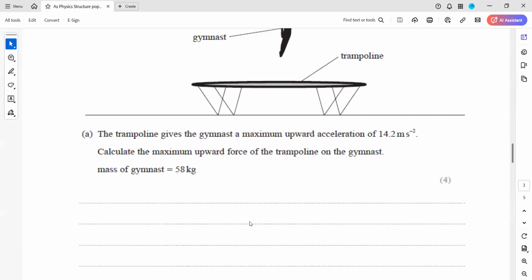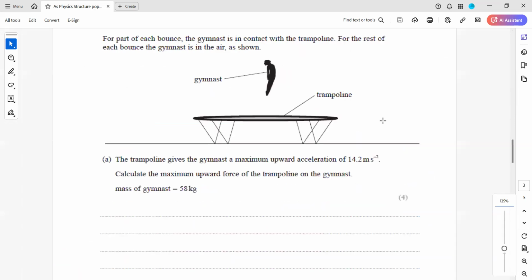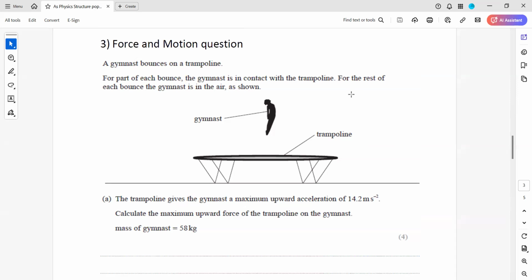Question 3. Okay. A trampoline gives a gymnast a maximum upward acceleration of 14.2 meters per second squared. Calculate the maximum upward force from the trampoline on this gymnast. The mass is 58. Now, what about the resultant force here? We use the formula for resultant because it is an acceleration. So F equals ma.